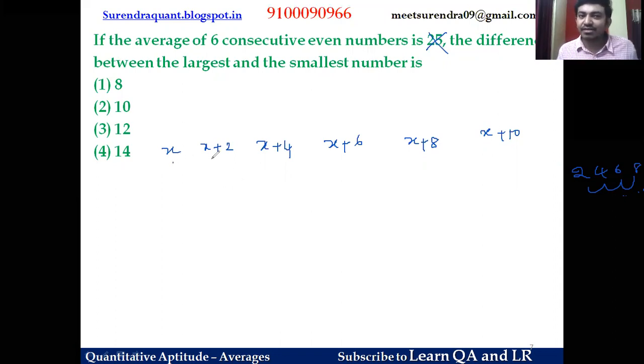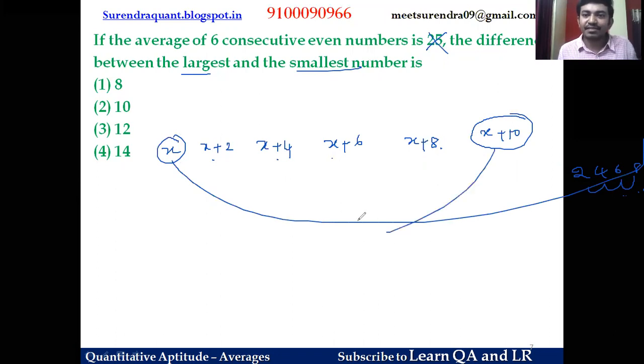So first even number, second, third, fourth, fifth, sixth. Without worrying about that average, what is the difference between the largest and the smallest? The largest number is x plus 10, the smallest number is x. The difference is 10. So option 2 is correct. Nothing to worry about the average. Somebody may try to calculate using the average concept, find the numbers and then see the difference. So don't worry about that. Just look at the differences between the numbers. Next question.